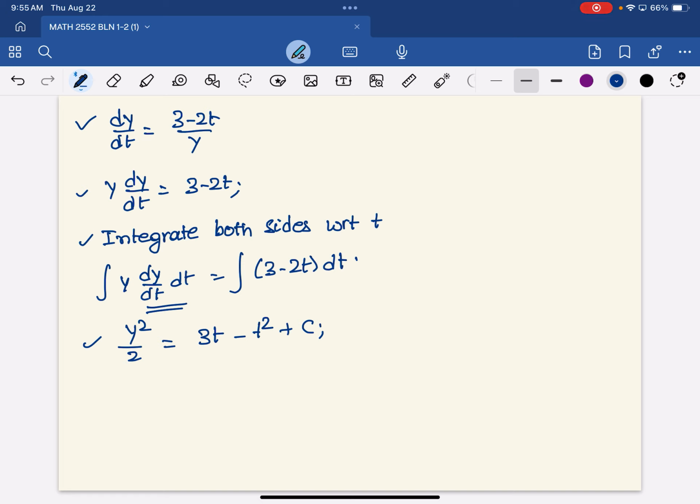Why was this implicit again? It is implicit because I'm not isolating y by itself. My left side is in terms of y squared over 2. I'm not isolating y by itself, and that's why it's implicit.